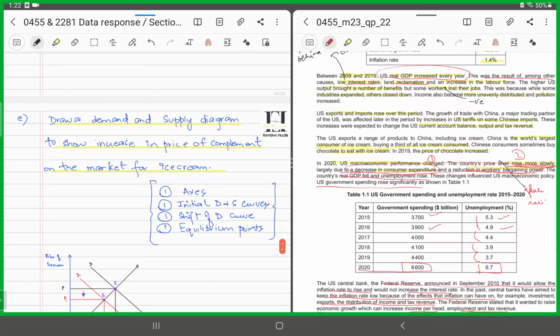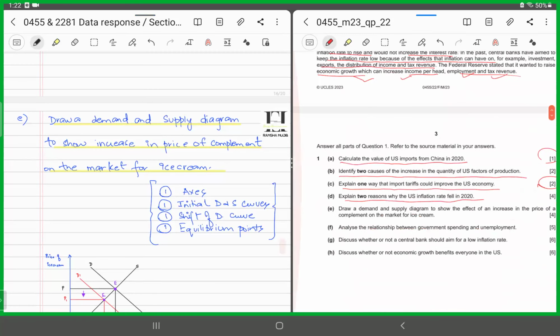Part E. Part E asks us to draw a demand and a supply diagram to show the effect of an increase in the price of a complement on the market for ice cream. Now they are asking us to show how the impact would be reflected in a demand and a supply diagram for a product, ice cream, if there has been an increase in the price of its complement. So over here, what was the complement of ice cream that we had identified? Chocolates. So now let's suppose there has been an increase in the price of chocolates, how do you think there would be an impact on the demand or the supply of ice cream?